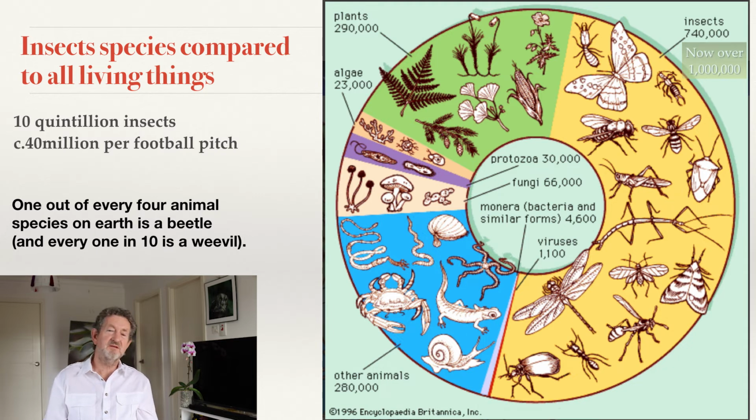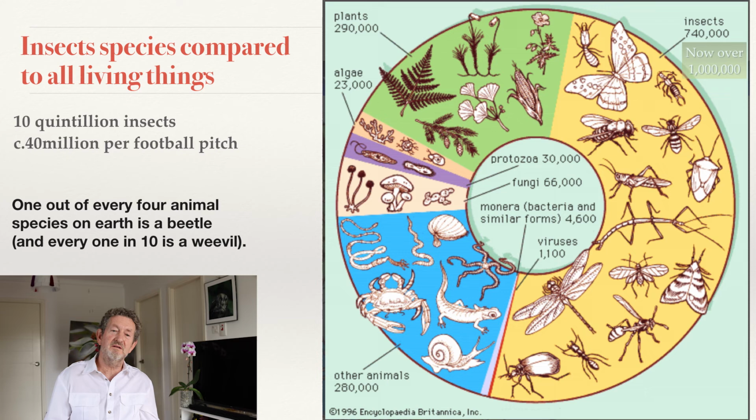So to try and put that in perspective, they worked out that if you divided our Earth up into football-sized pitches, then each football-sized pitch would have about 40 million insects on average. And within the animal kingdom, if we lined up all the different animal species one after the other, then an astonishing 1 in 4 would actually be a type of beetle, and 1 in 10 would be a specific type of beetle called a weevil.